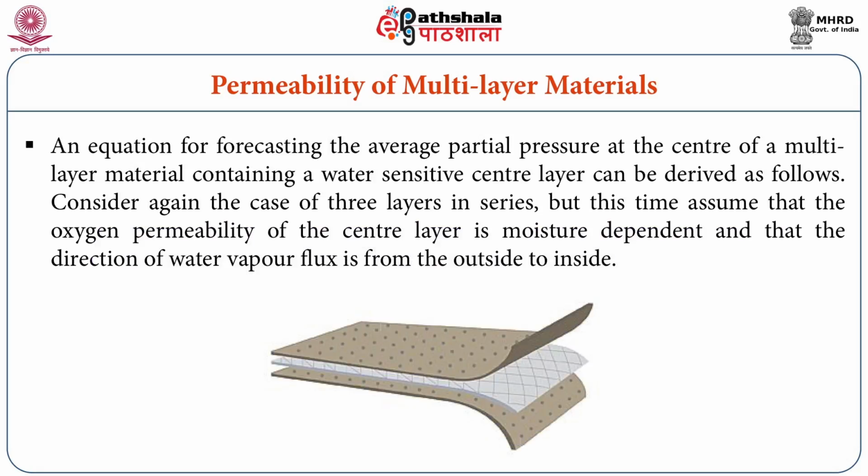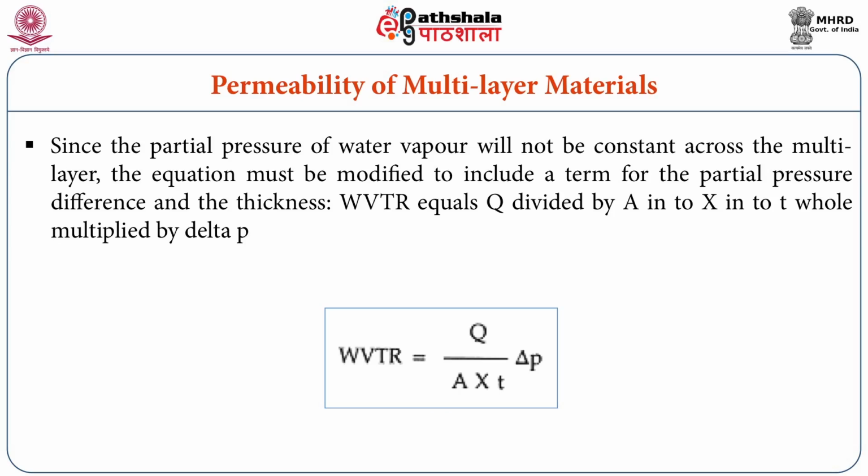An equation for forecasting the average partial pressure at the center of a multi-layer material containing a water sensitive center layer can be derived as follows. Consider again the case of 3 layers in series, but this time assume that the oxygen permeability of the center layer is moisture dependent and that the direction of water vapor flux is from outside to inside. Since the partial pressure of water vapor will not be constant across the multilayer, the equation must be modified to include a term for the partial pressure difference and the thickness.